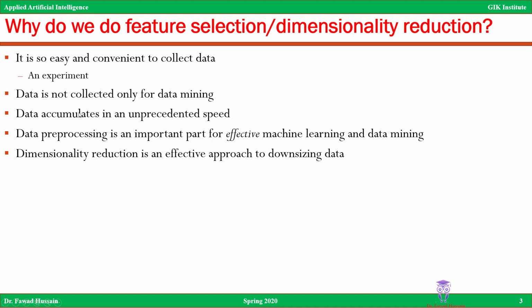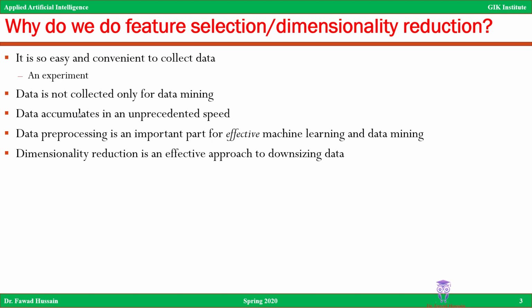So what is feature selection and why do we need feature selection, or for that matter, dimensionality reduction? Why do we need that? It is so easy and convenient to collect data. If you're using a digital system, it's very easy to collect the data. If I'm searching web pages, for instance, I'm Google and I'm indexing all the web pages, then all the data on the web page is simply data for me. And it's very easy for me to go and crawl those web pages and extract all the information from those web pages. But is all the data useful for data mining?